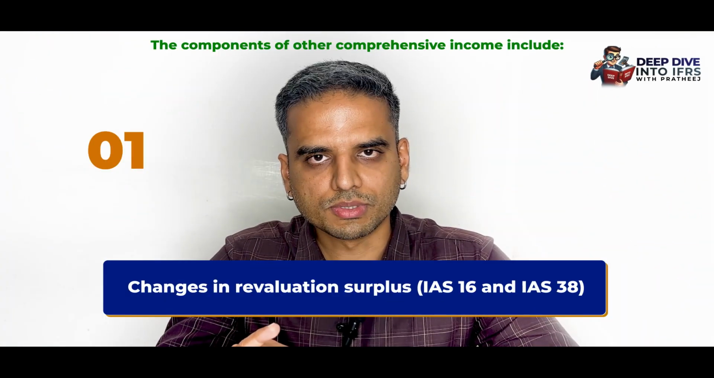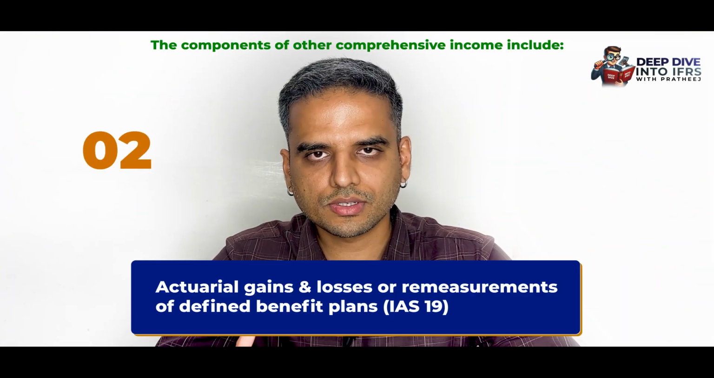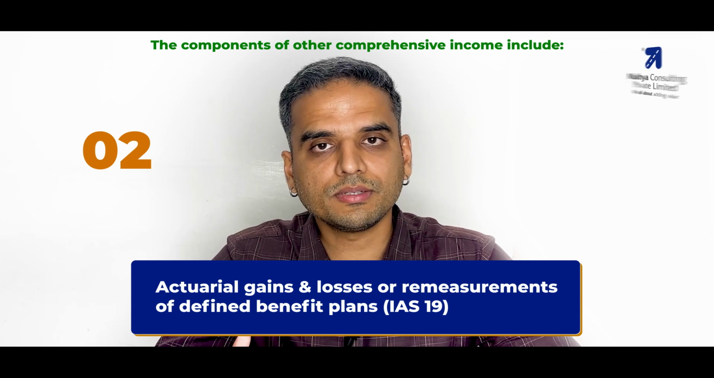Let's go to the OCI section now. Now, in contrast to the P&L section, the standard specifically lists out what could be shown under OCI. Only these and these alone could be brought under OCI. Now, these could be as a result of the management decision or otherwise. Regardless, these are the only items that should be present. Number 1, changes in revaluation surplus. Number 2, actuarial gains or losses or remeasurements in defined benefit plans.